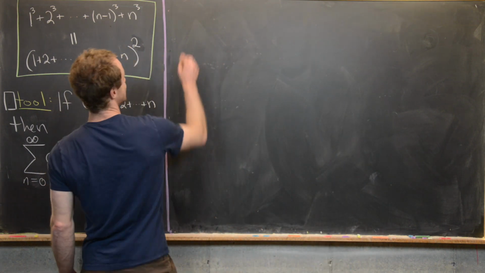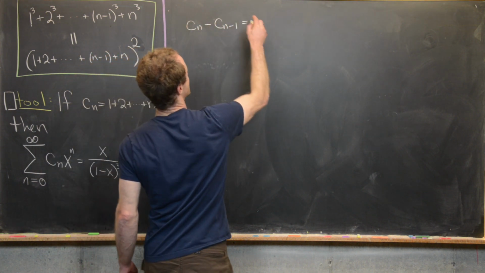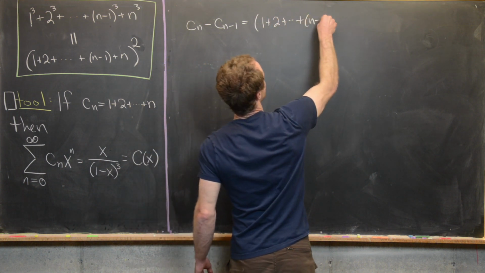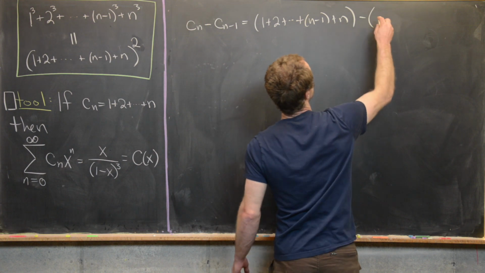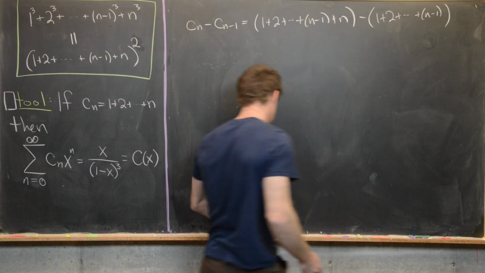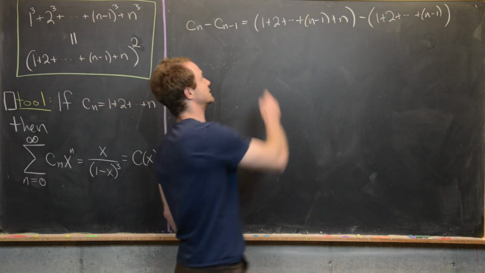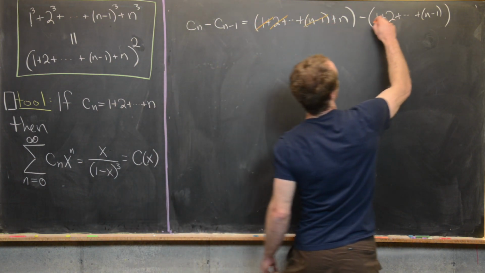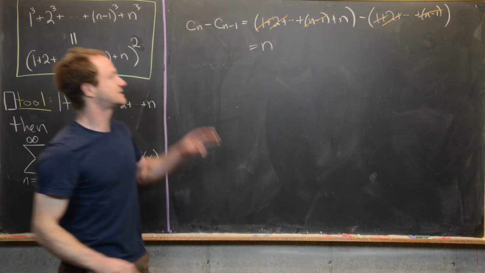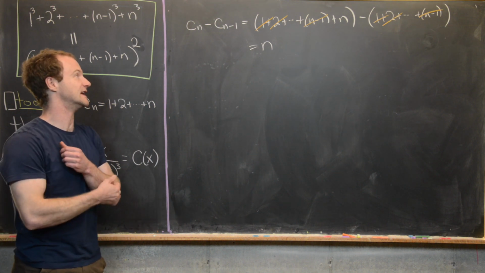Okay, so the first thing that I want to notice is if we take C_n minus C_(n-1), that's going to be 1 plus 2 plus ... plus n minus 1 plus n, and now we're subtracting 1 plus 2 all the way up to n minus 1. So notice most of the terms of C_n are actually in C_(n-1) as well. In fact, everything up until the last term cancels, and so we get n. And so, in fact, this is like a recursion for the triangular numbers. It's a pretty simple recursion, but it is a recursion.